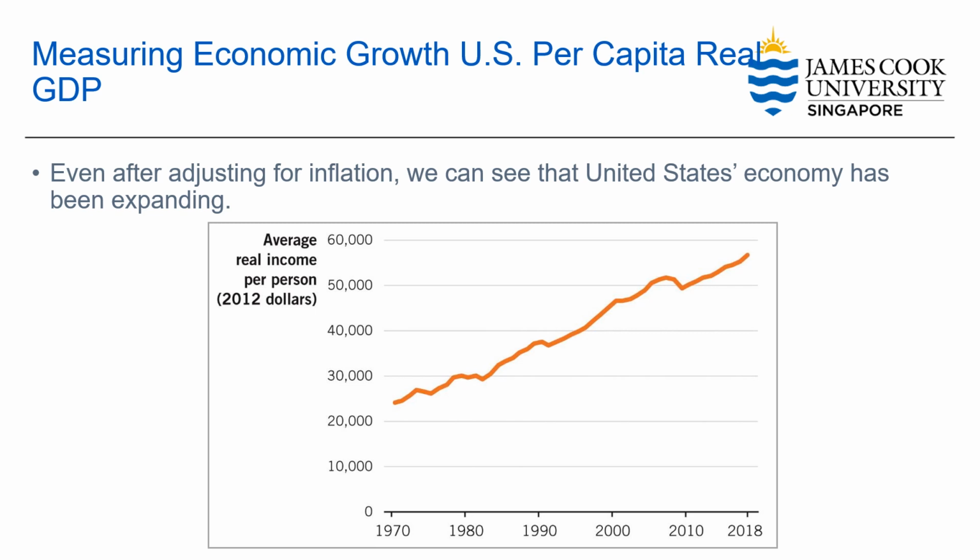After we adjust for inflation, then we can take a look at one economy's economic growth. If you look into this graph, we can find that even after adjusting for inflation, the United States economy has been expanding, which has been indicated as an increasing real GDP per capita. You could see the real GDP per capita is always becoming higher and higher from this graph.